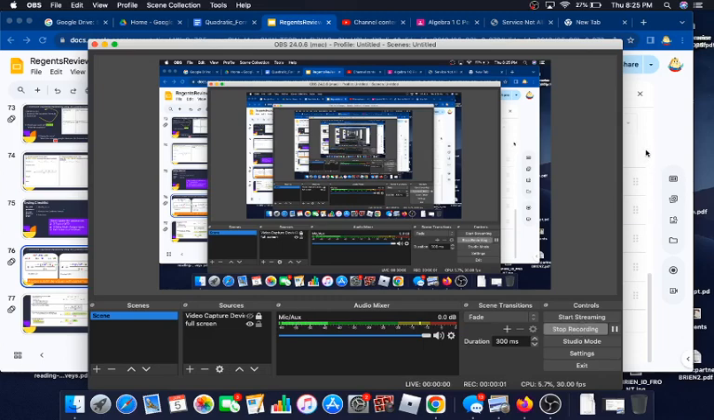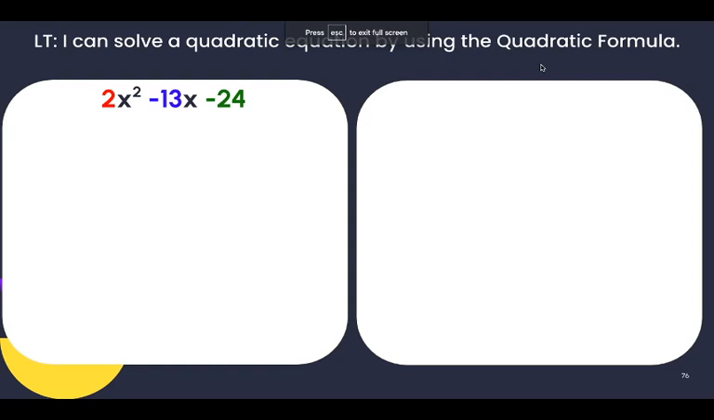Hi everyone, this video is a review of the steps of the quadratic formula. So the first thing to know is that the quadratic formula is used with quadratic equations, an equation that has a degree, a highest exponent, of 2. So you'll always see that type of equation when we're using the quadratic formula.